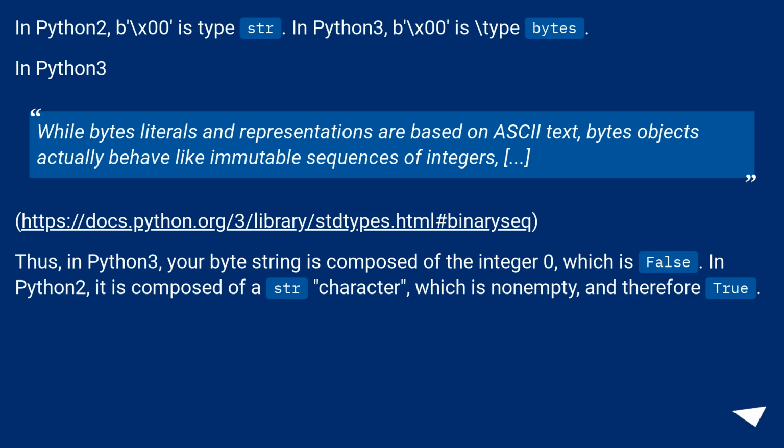In Python 2, b'\x00' is type str. In Python 3, b'\x00' is type bytes. In Python 3, while bytes literals and representations are based on ASCII text, bytes objects actually behave like immutable sequences of integers. Thus, in Python 3, your byte string is composed of the integer 0, which is false. In Python 2, it is composed of a str character, which is non-empty, and therefore true.